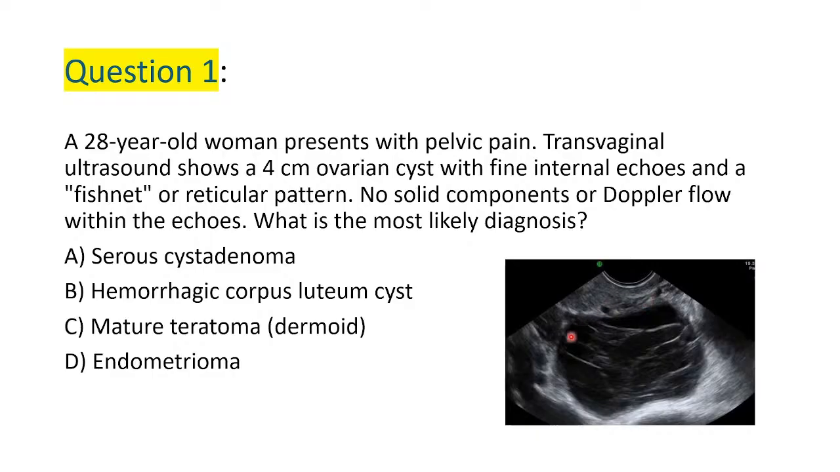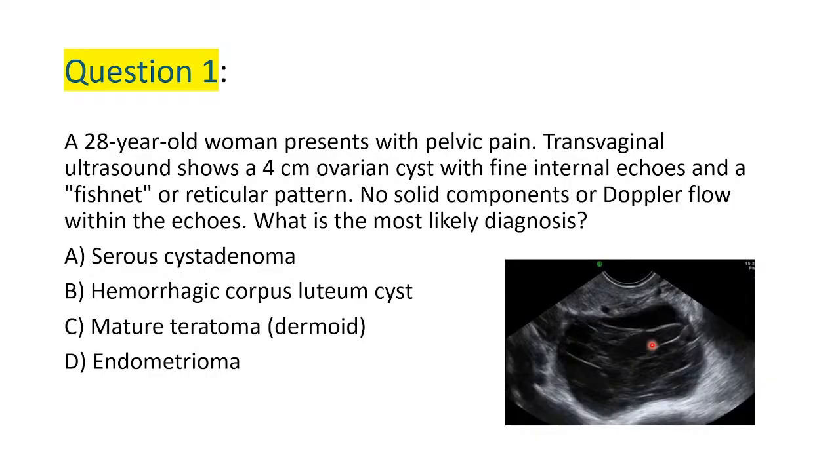So you can see this is our lesion there in the ovary, and this is what we call the fishnet or reticular pattern. This fishnet or reticular pattern is a sonographic sign of fibrin strands of blood, which confers this configuration, the so-called fishnet appearance. So this is in keeping with a hemorrhagic corpus luteum cyst because blood confers the fishnet appearance that we are seeing.